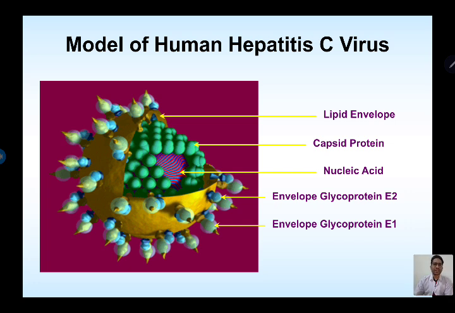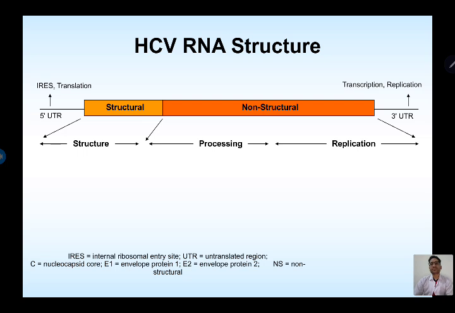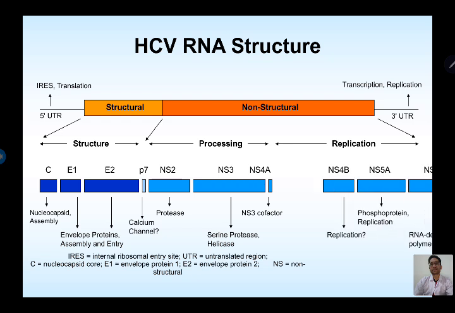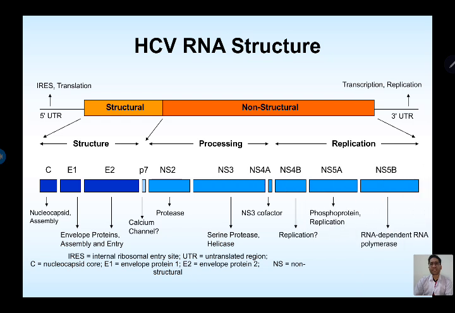Model of the human hepatitis C virus: lipid envelope, capsid protein, nucleic acid, envelope glycoprotein E2, envelope glycoprotein E1. You can see the structural and non-structural portions of the hepatitis C RNA structure.